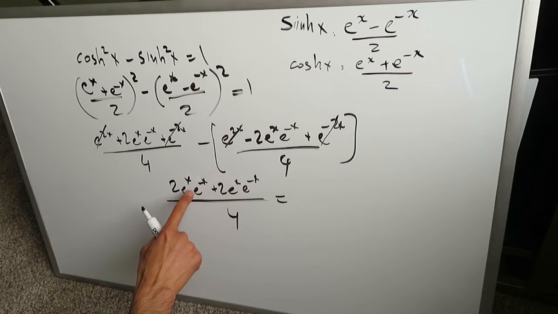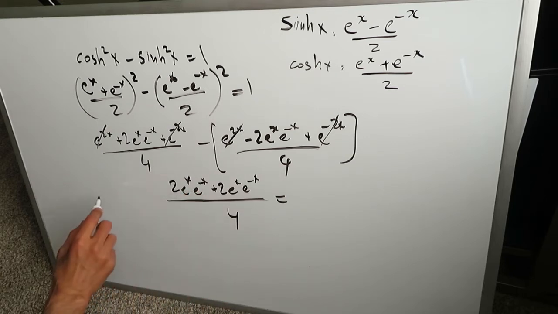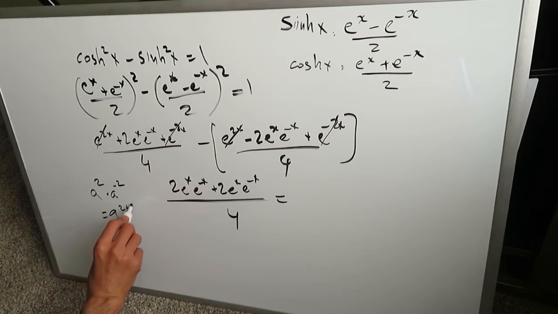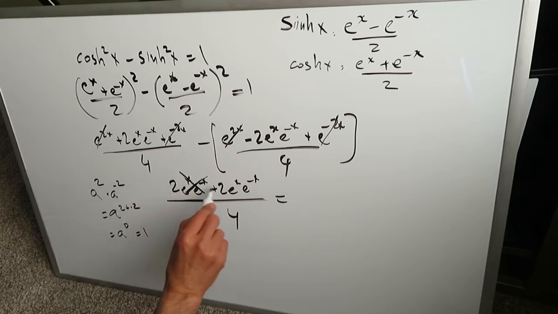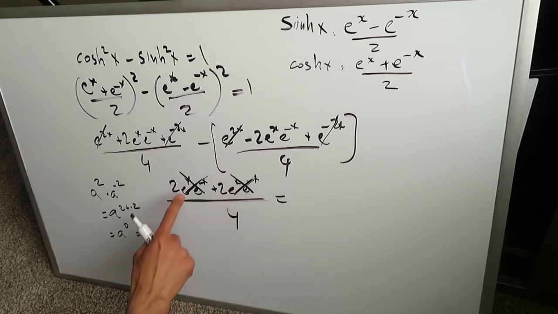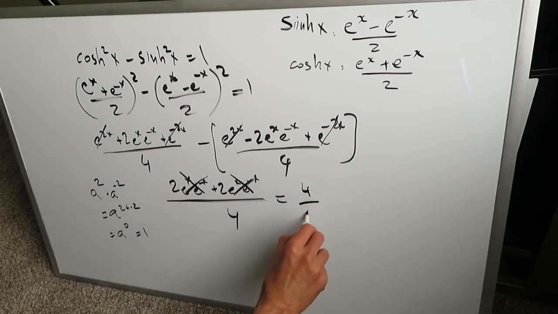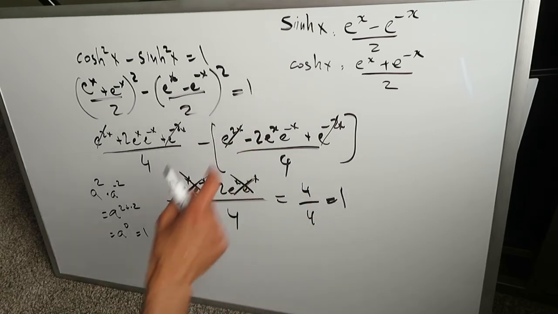Look at these. These are basically what? e to the x times e to the minus x. You have an exponent multiplying by its reciprocal. Look over here. a to the 2 times a to the minus 2 is the same thing as a to the 2 plus minus 2, which is what? a to the 0, which is 1. So each of these over here cancels out into a 1. So you get left with 4 over 4, which is just a 1, and we've shown that it equals 1.